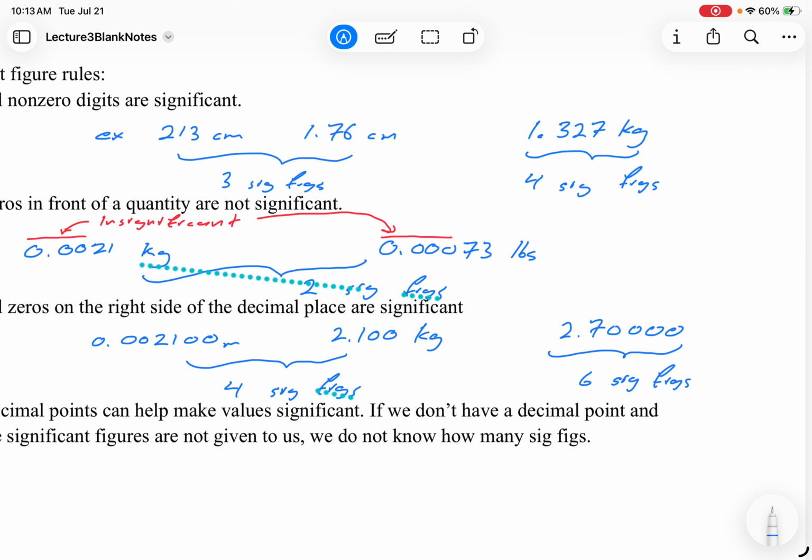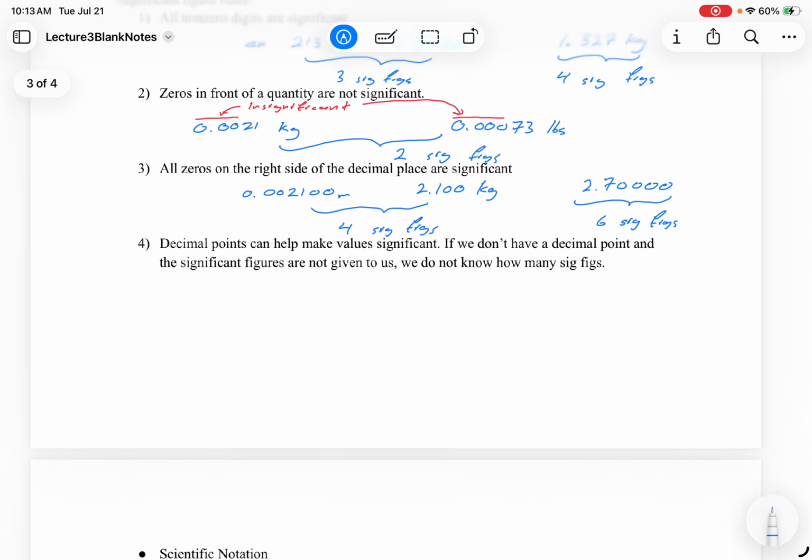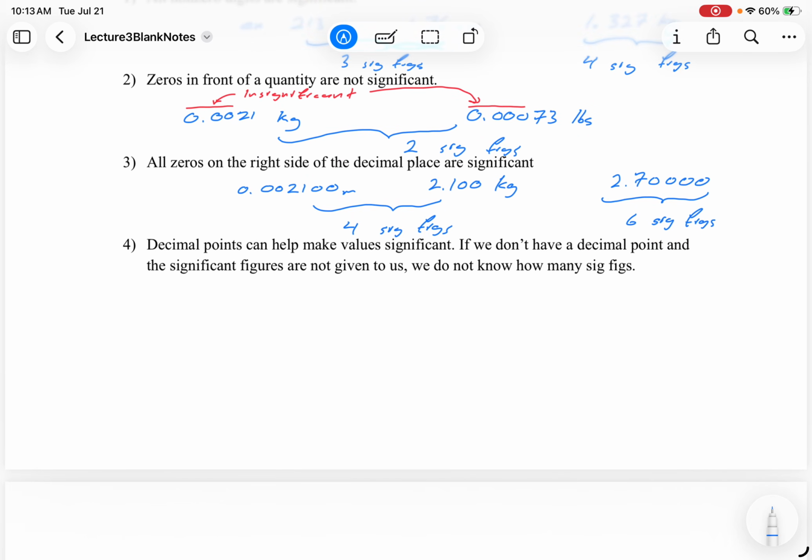So yeah, just like our scale example, we do care if the scale reads 4.20 ounces or 4.22 ounces. Like we care about that stuff, right? And they mean something. Therefore, they are significant. Number 4, decimal points can help. Sure, decimal points can help make values significant. If we don't have a decimal point and the significant figures are not given to us, then we do not know how many sig figs there are, right? So we don't know about that stuff.